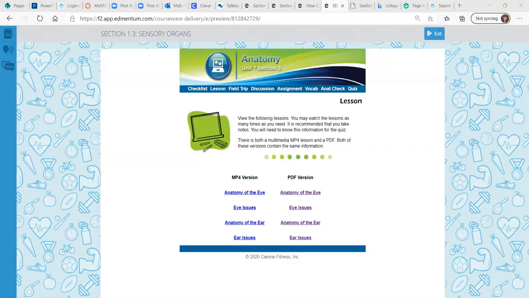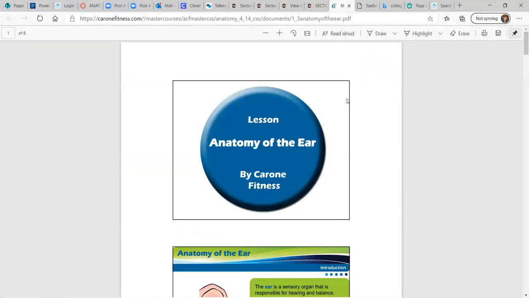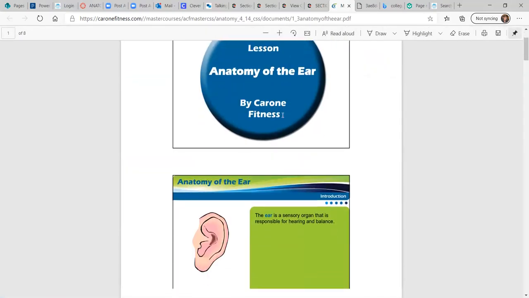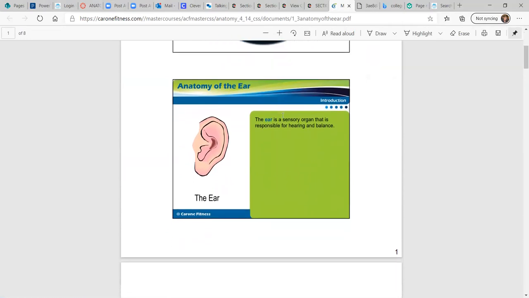All right, I'm back with section 1.3. And we talked about the eye last time. Let's get into the ear, another sensory organ. The ear, a very popular sensory organ, I have to say. It's responsible for hearing and also balance.